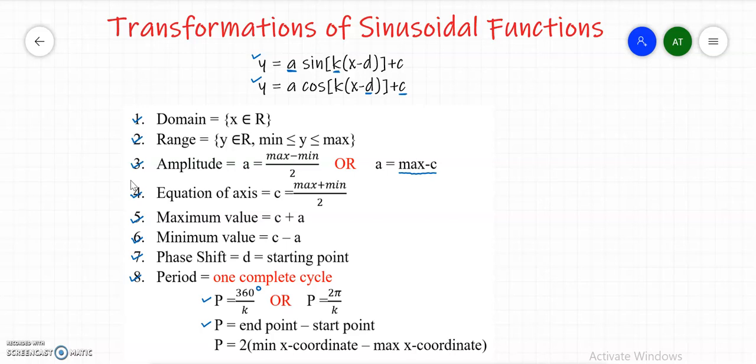Okay, and when the equation is not given to you and the curve is also not given to you, and you are only given the information about the maximum point and the minimum point, then you have to use the third formula to figure out the period, right? So the third formula is basically 2 times (minimum x coordinate minus maximum x coordinate). You will get the value of the period, right?